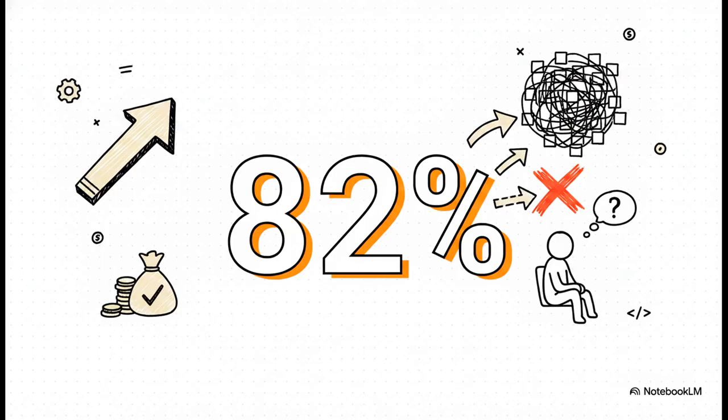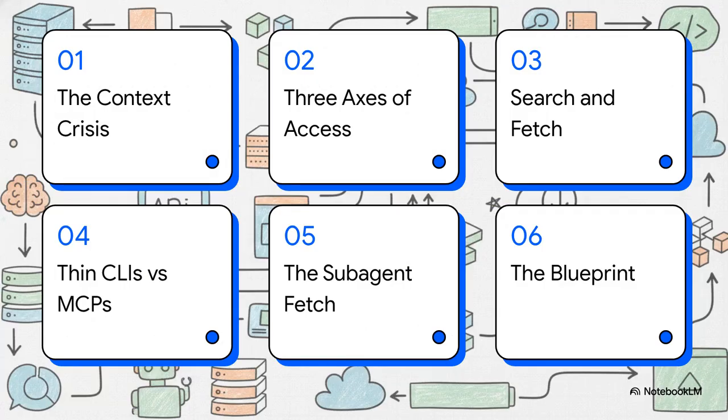It's wild. So, to fix this, we're going to walk through our battle-tested blueprint. We'll cover the context window crisis, the three axes of web access, the search and fetch stack, why thin CLIs actually beat MCPs, the sub-agent fetch pattern, and finally, the architect's blueprint itself.